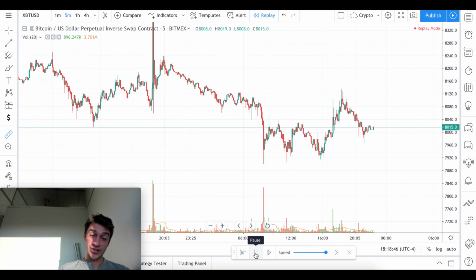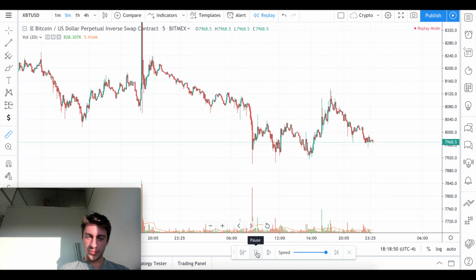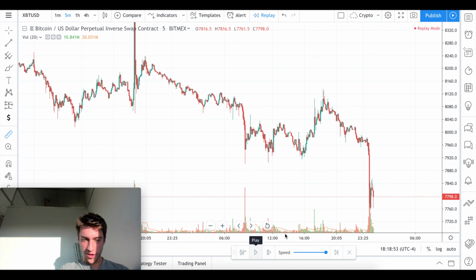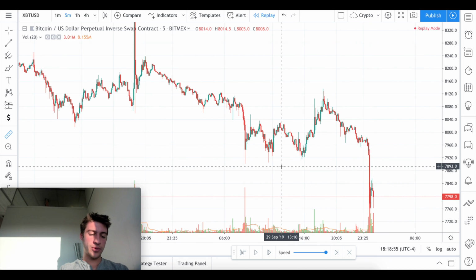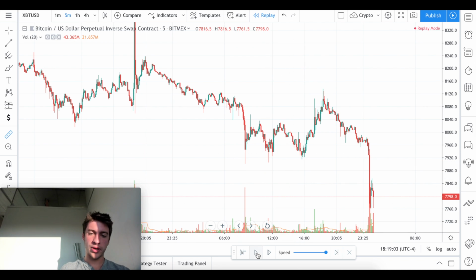But I would love to see a fourth touch of support that doesn't break any of these lows. That would be very evil. To build even more, yep, and there's the fall. Reason I saw that and the way we could have made money off that, again, you could put a stop sell order here, with a stop loss here and a take profit somewhere around here. That would have made good money.